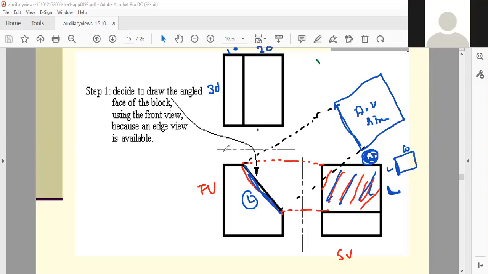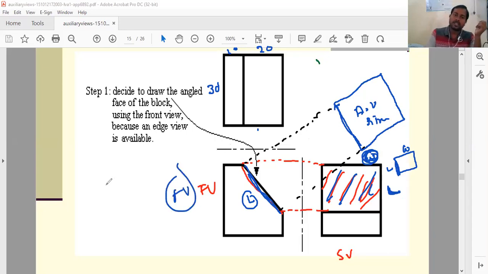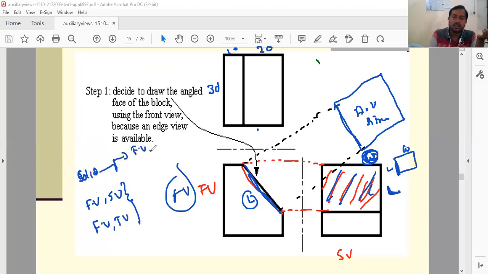Okay, yes, sir. So instead of this front view, I already explained in the previous session: if we give the front view, comma, side view, or front view, top view, they may give directly these two, and you can draw easily. Otherwise, they will give a solid. So by using the solid, you should draw the front view, or front view and side view, or front view and top view.